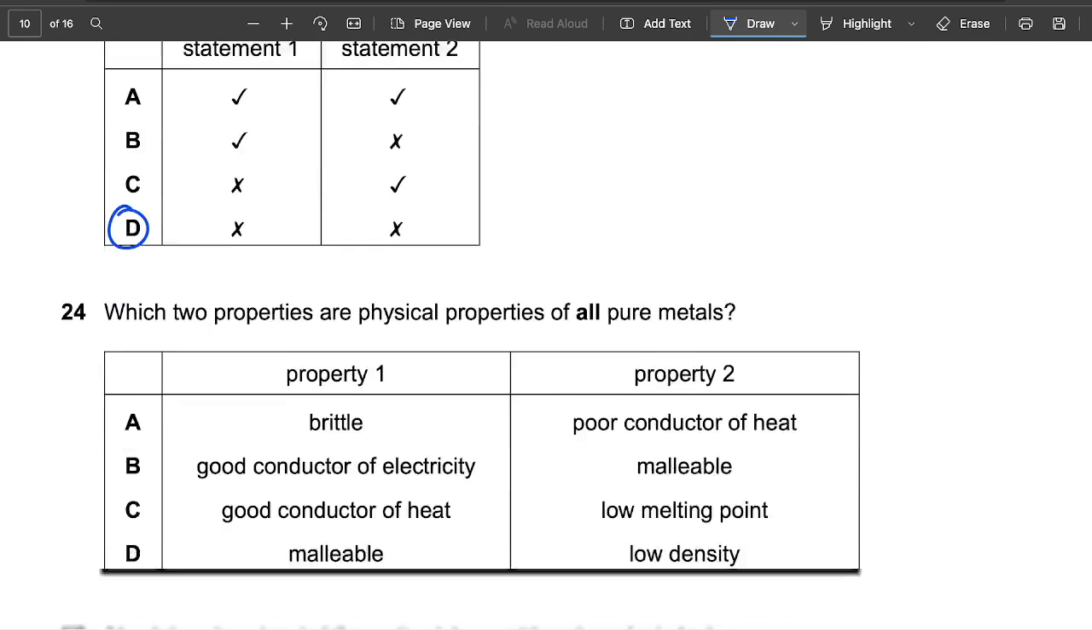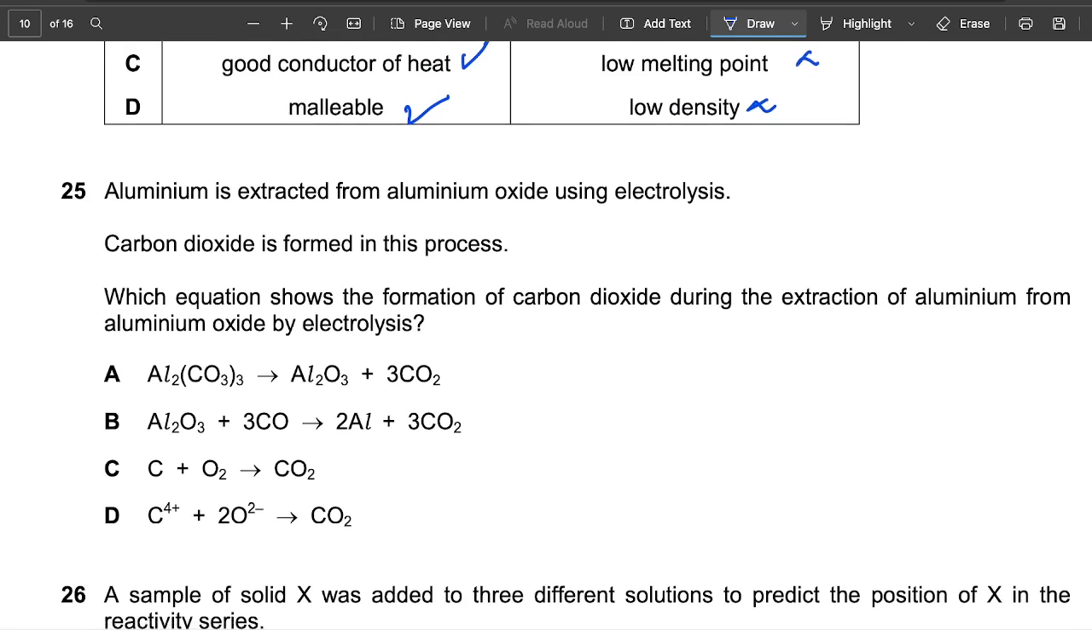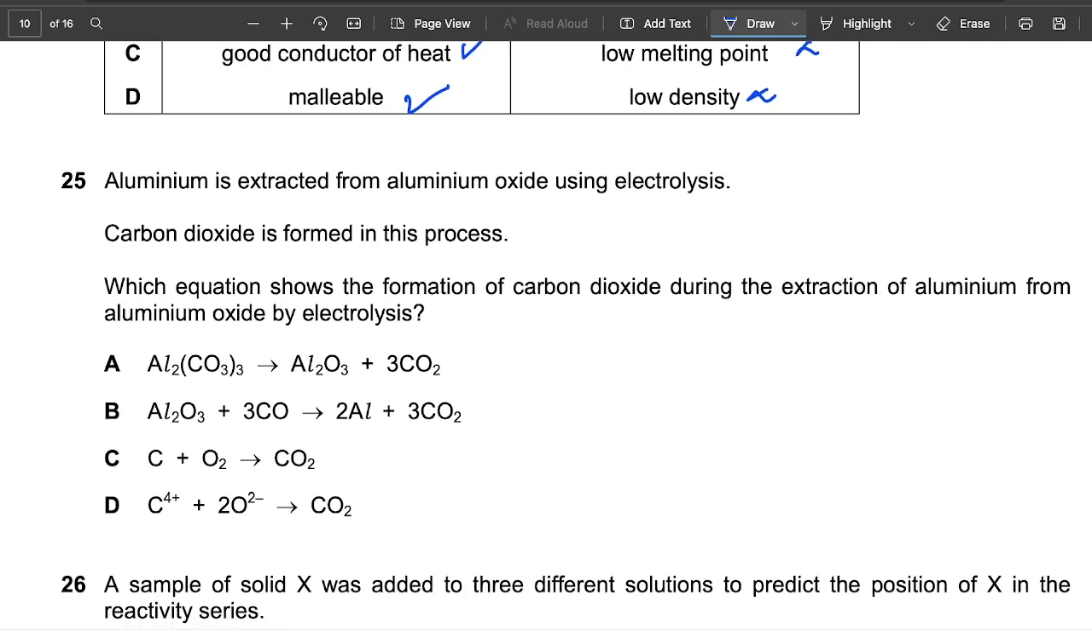The answer is D. Here it says which two properties are physical properties of all pure metals. Remember, it says all pure metals. Are they all brittle? That's wrong. They could be brittle, but they're usually good conductors of heat. They are good conductors of electricity and they are malleable. Good conductor of heat, that is correct. Low melting point, that is wrong. They have high melting points. Malleable, that's correct. Low densities, that's wrong. Transition metals have a high density. Even group 1 have high density. Okay, aluminium is extracted from aluminium oxide with electrolysis.